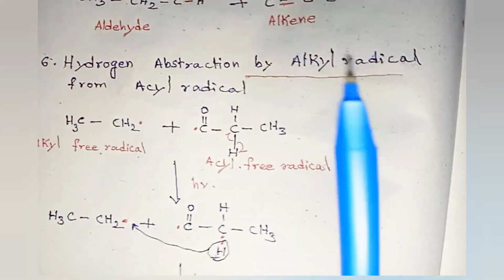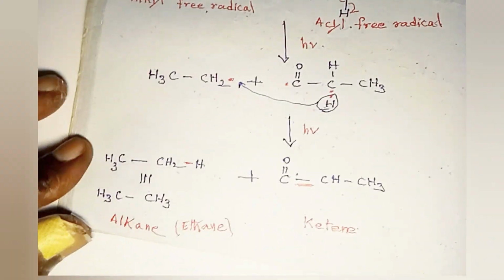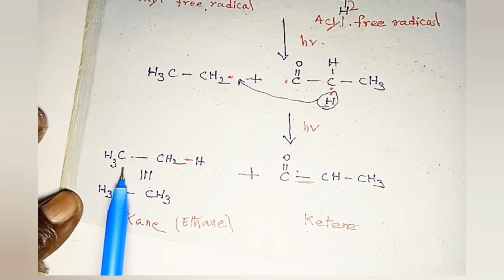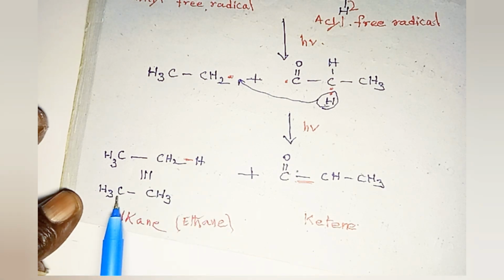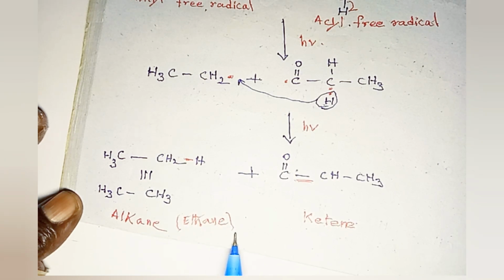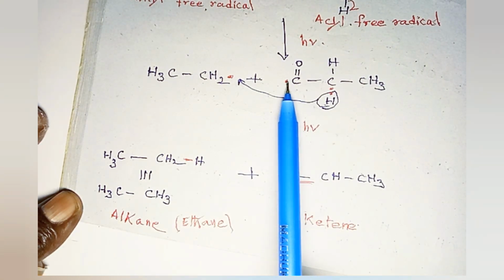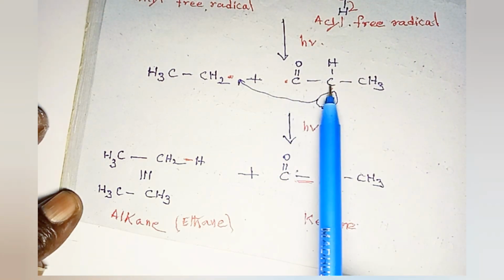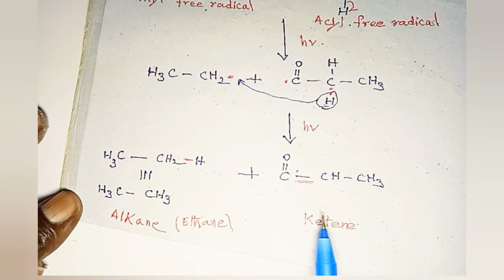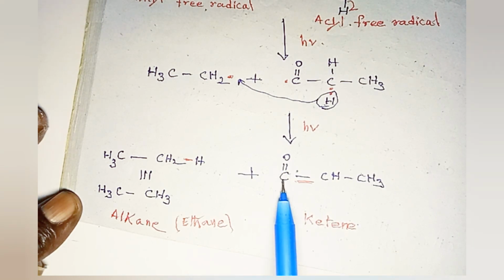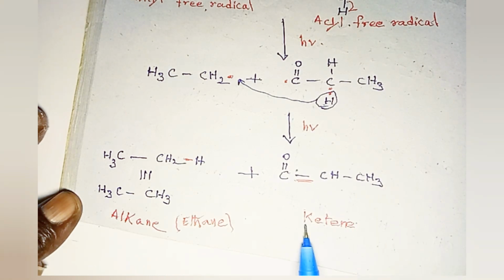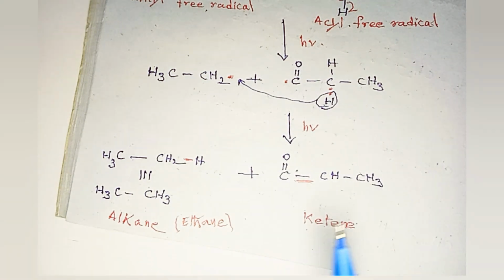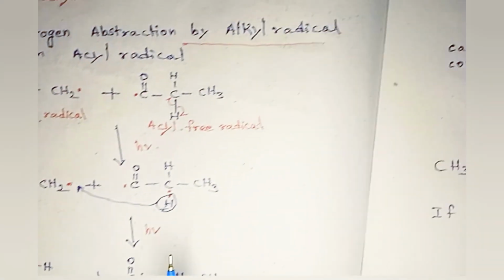So as a result of which we get CH3, CH2, H, that is CH3 single bond CH3, which is an alkane. In this case it is ethane. Then the two radicals will form another bond here. So C double bond O double bond CH CH3, that is ketene. Ketene is formed. So we get an alkane and ketene.